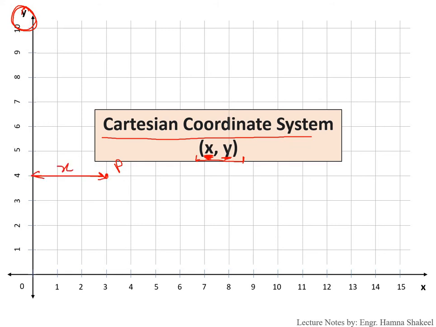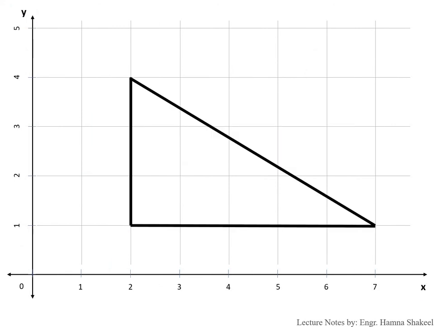Similarly, the distance of this point from a horizontal reference axis in the vertical direction is y. In this case, the horizontal reference axis is x-axis. So the horizontal distance is x and the vertical distance is y. Let's take this example of a very simple triangle and define the position of these three corner points using the four combinations that I mentioned.